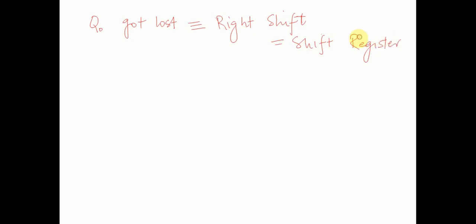I hope this shift register concept is clear. One of the uses of the shift register is when we are getting a serial input and we want to send it on an output; we can use shift registers for that particular purpose. Now, if this was a right shift, how can we realize a left shift operation?